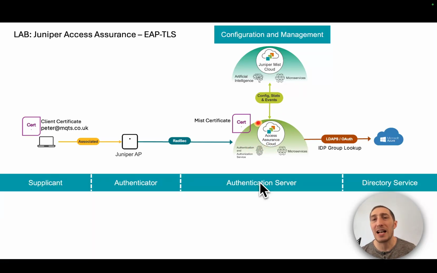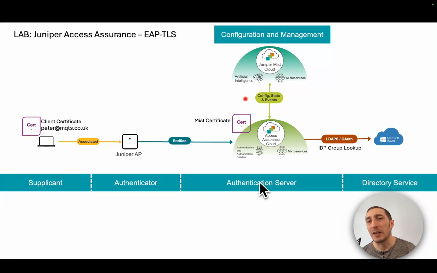Now, we can think of the Access Assurance Cloud just as a cloud-based RADIUS server that's going to authenticate my user. Now, we also have the Juniper Mist Cloud, and all configuration and monitoring of the Access Assurance Cloud is done through the Juniper Mist Cloud. The Access Assurance Cloud is really a headless cloud-based RADIUS server, whereas the Juniper Mist Cloud is where we do all our configuration and where we get all our stats to monitor the processes that are happening on the Access Assurance Cloud.